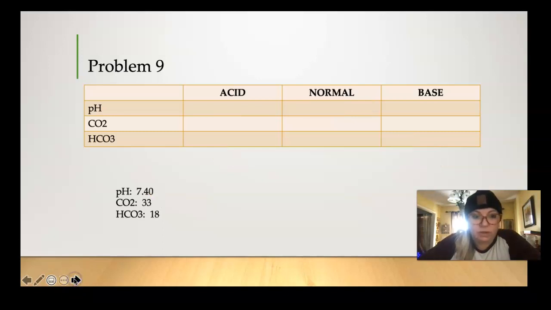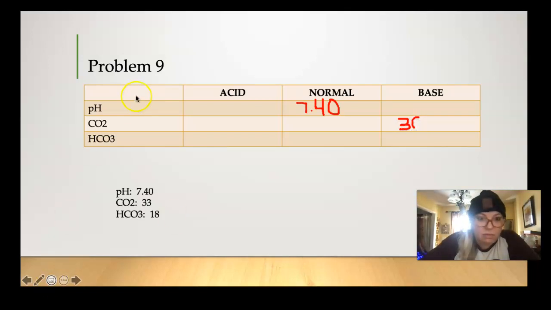Let's do one more, and this one is going to be kind of the confusing one, sort of. So again, we have a pH of 7.40, and this is that absolute normal. It doesn't get any more normal than this. 7.40. Our CO2 is 33, and if you think about that, that's going to be on the alkalotic side.